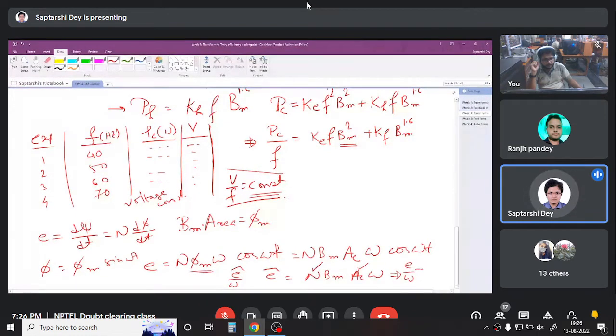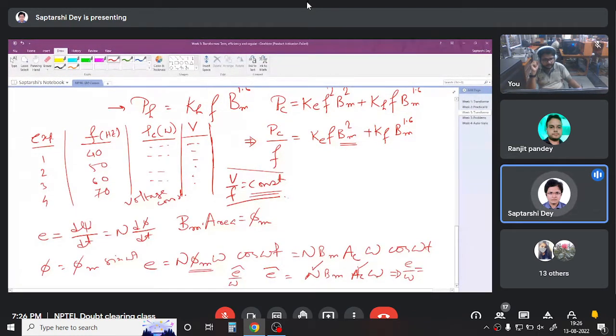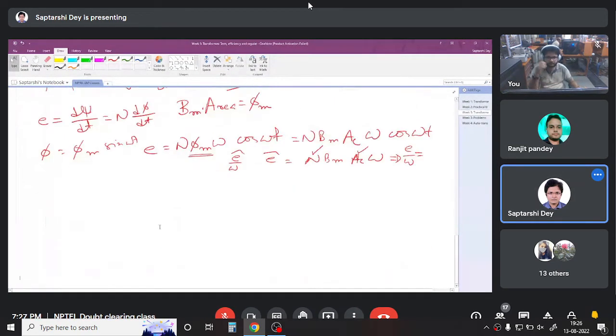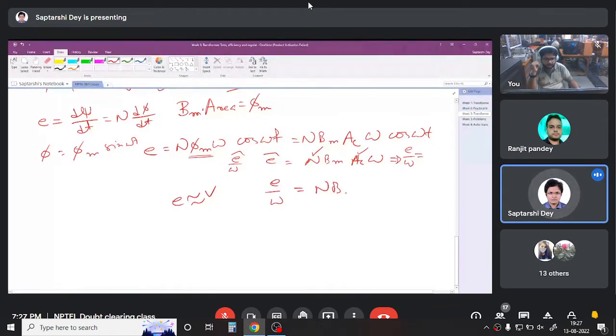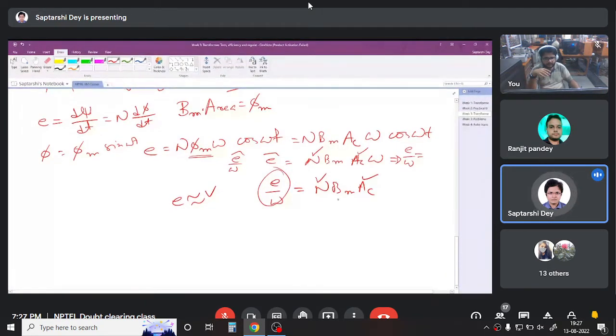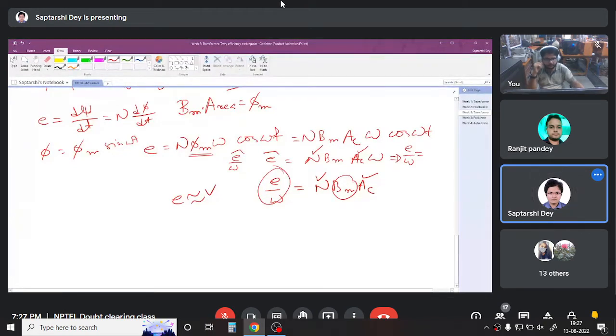Okay. So E by omega we have kept constant. If I write E by omega, E is almost equal to V. E by omega, what I have is N, Bm, AC. So you see, E by omega I have kept constant in the experiment. N is constant, AC is constant. So Bm stays constant.